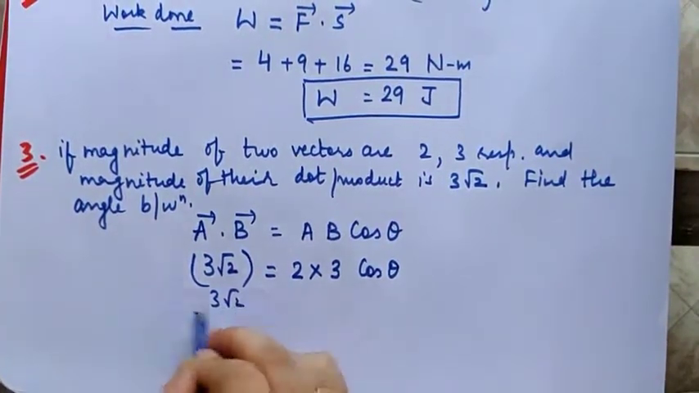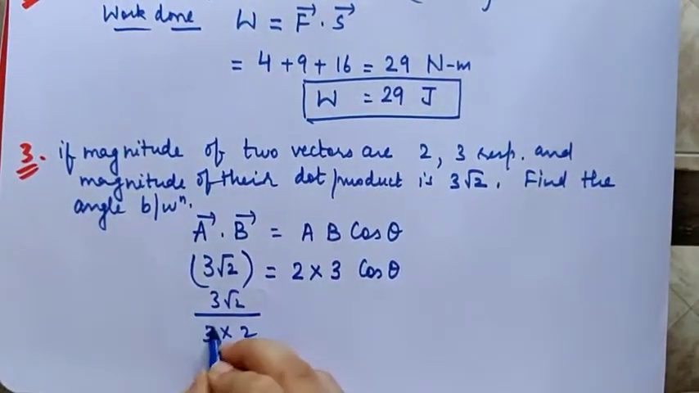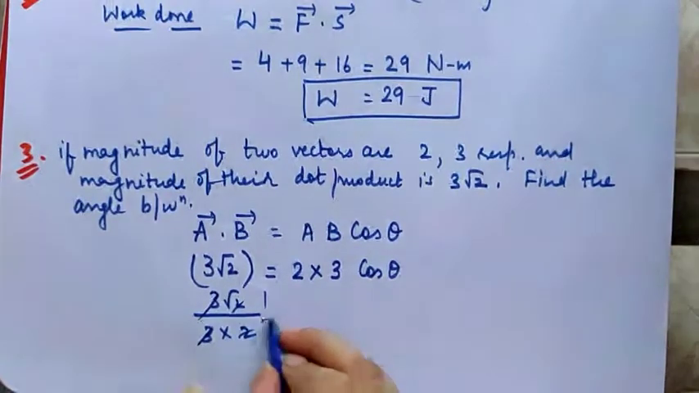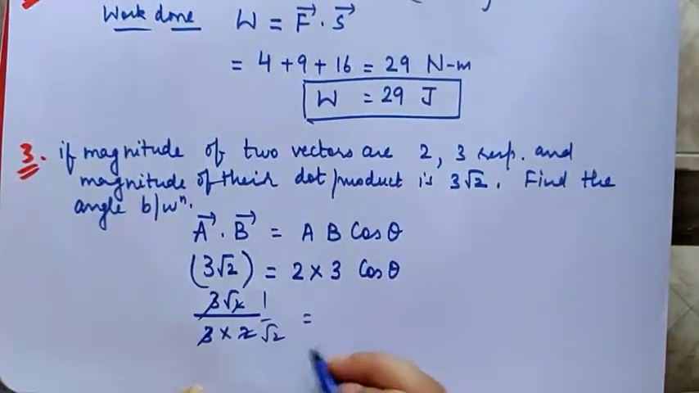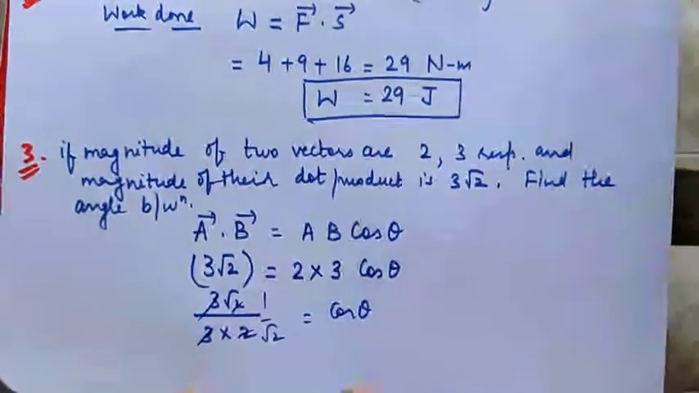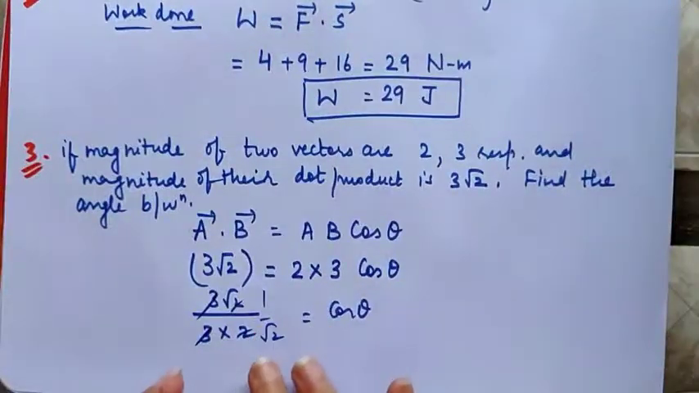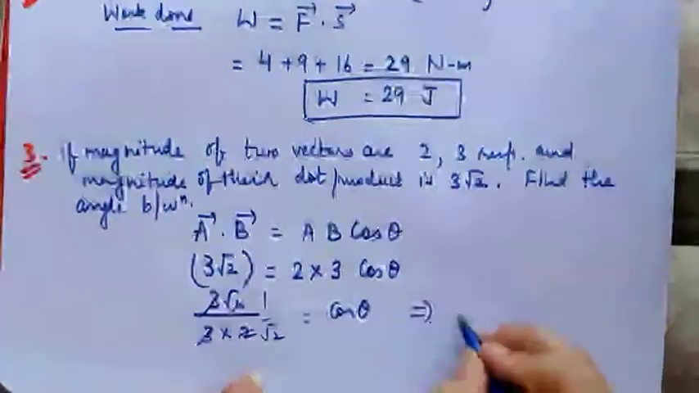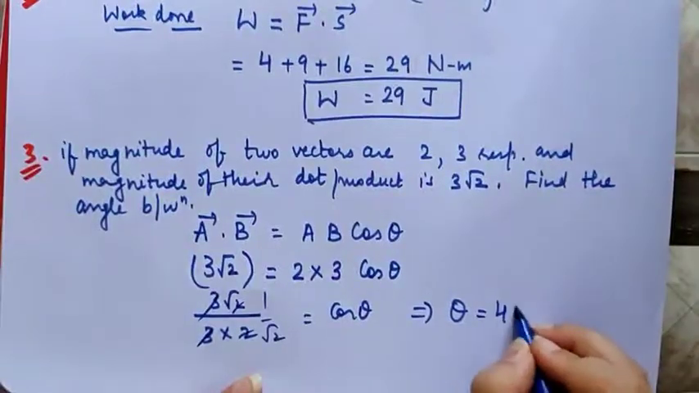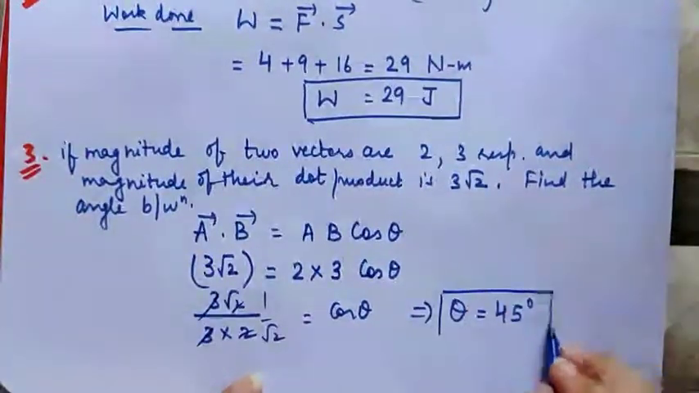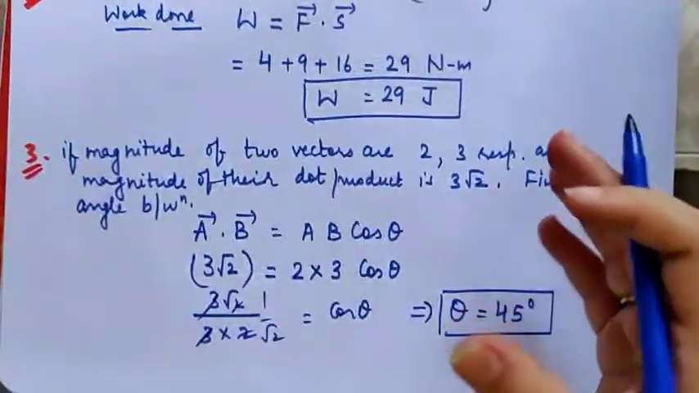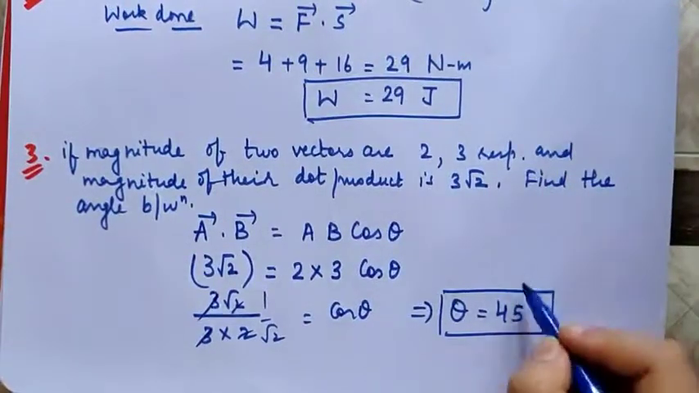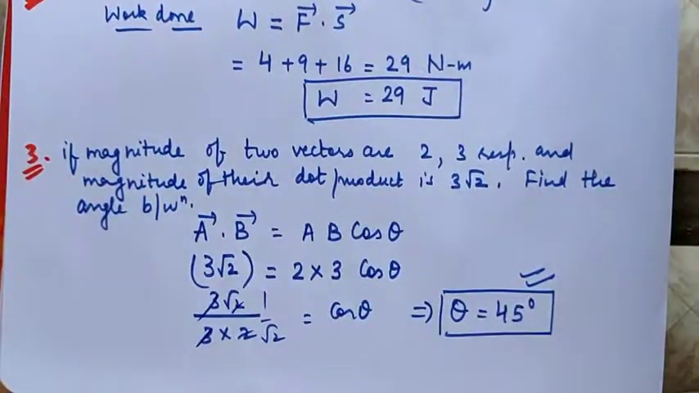3 root 2 by 3 into 2. 3 cancels with 3. Root 2 cancels with 2. I get 1 by root 2 equals cos theta. And where is the value of cos equal to 1 by root 2? It is when theta is equal to 45 degree. So what is the angle between those two vectors mentioned in the question? Angle between them is 45 degree, right?